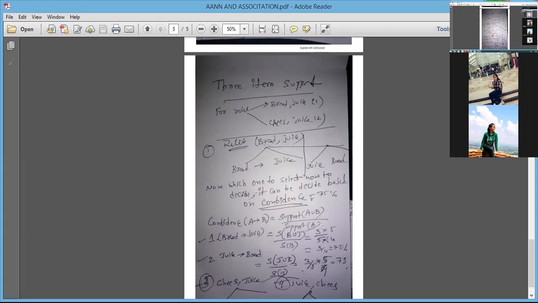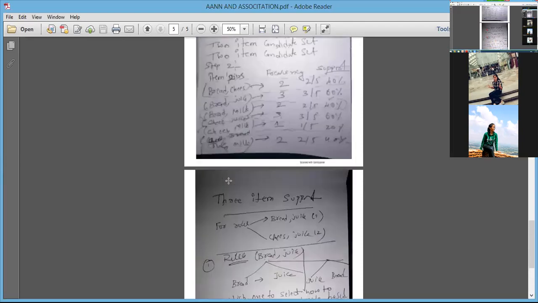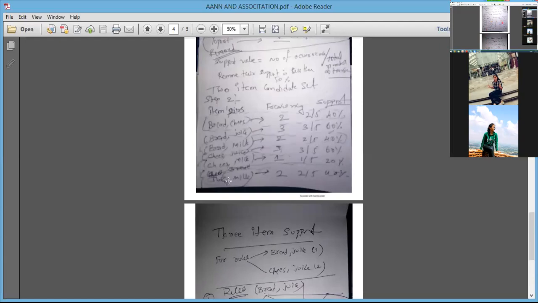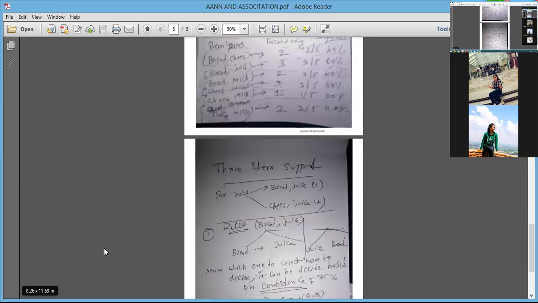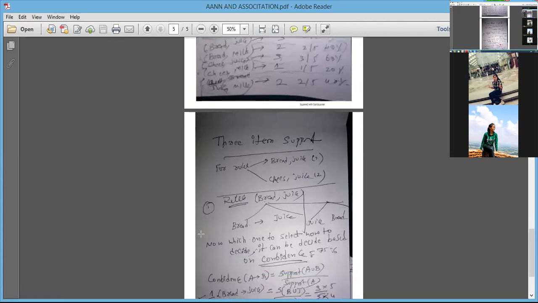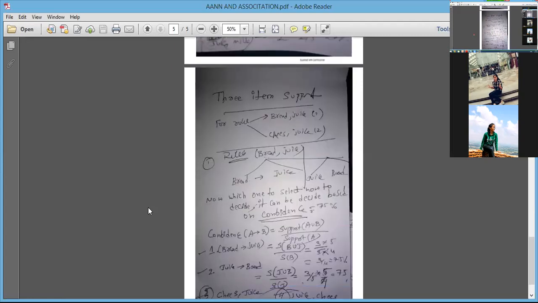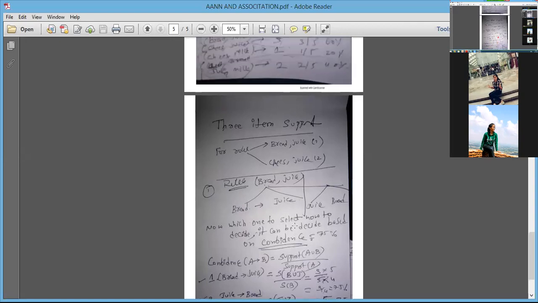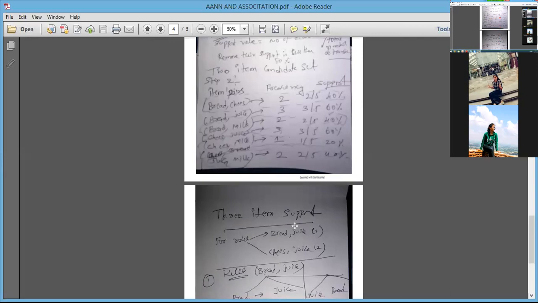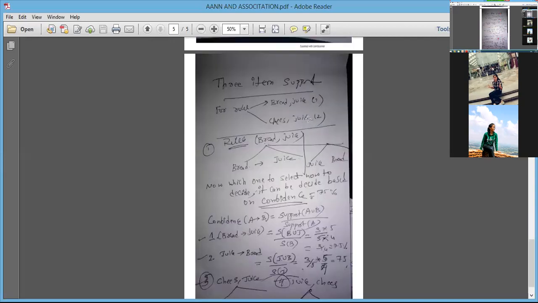Now bread and juice. What is the appearance of bread and juice? People can see it: 3 out of 5. Divided by what is the support of A? How many times has A appeared? A here is bread, because we are traveling from bread to juice. So the confidence of A to B is the confidence of bread to juice. The support of bread union juice is 3 out of 5.